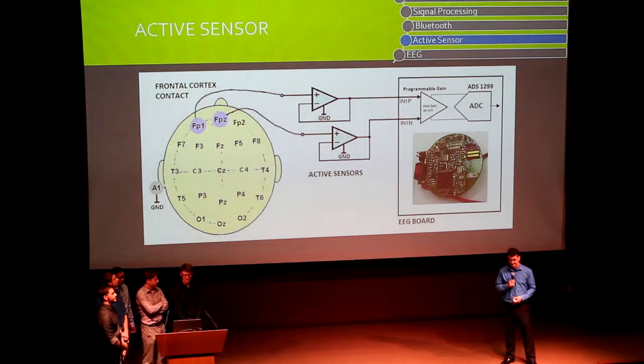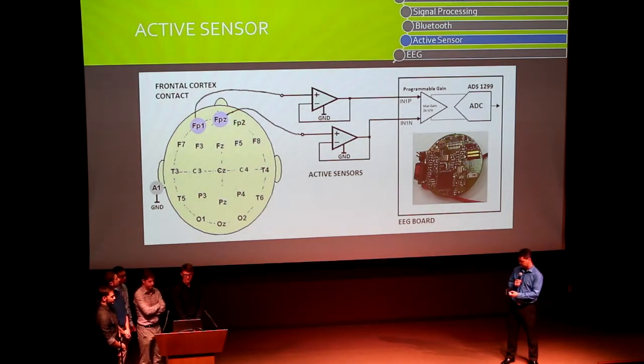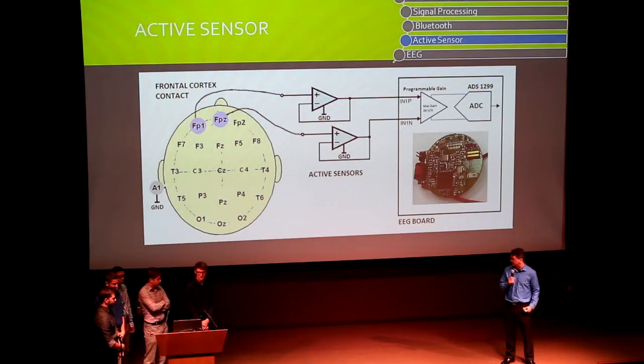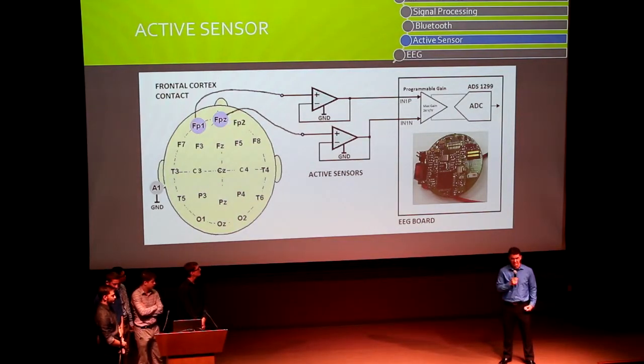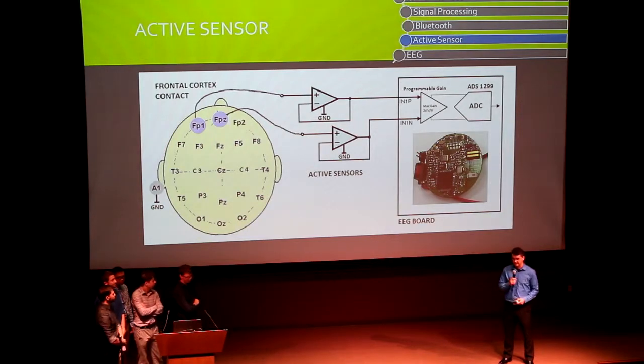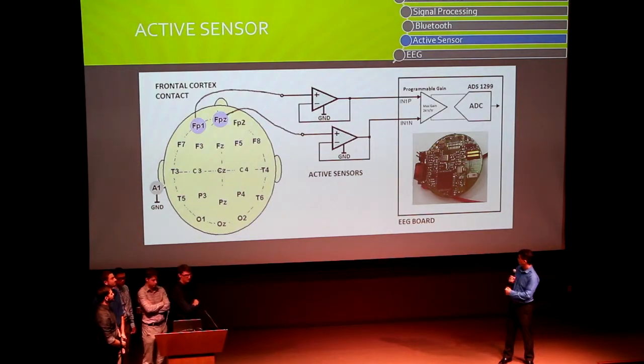Okay, so here you see a basic diagram of the head. These are industry standard test points that are used for measuring brainwaves. And we concentrated on FP1 and FP2 at the frontal cortex, which is associated with concentration, which was our area of interest. And there's also a reference point FPZ, which is used for the differential input of the ADC, which is also used for noise filtering.